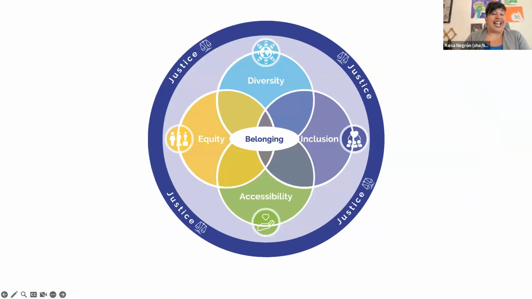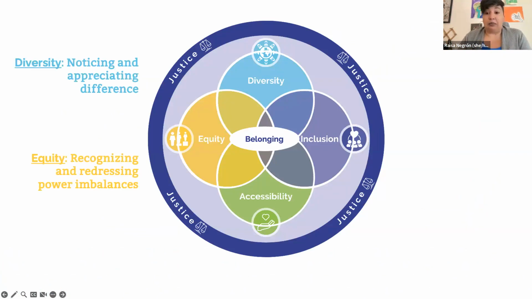So just to have some shared understanding around what I mean by diversity, equity, inclusion, accessibility, belonging and justice, I thought it would be helpful to provide some definitions. I'm going to be using these words in our session today, but it is a frame of reference. So diversity is noticing and appreciating difference. And equity is recognizing and redressing power imbalances. What that means is that we aim to give all of our students the same opportunities as often and as justly as we can. And we do that by eliminating barriers.